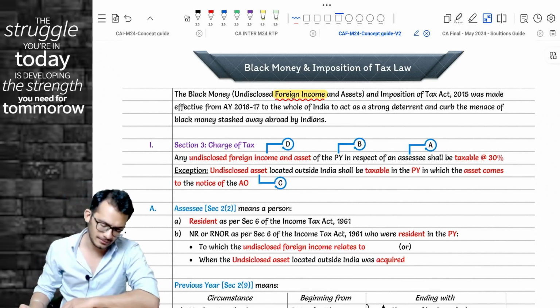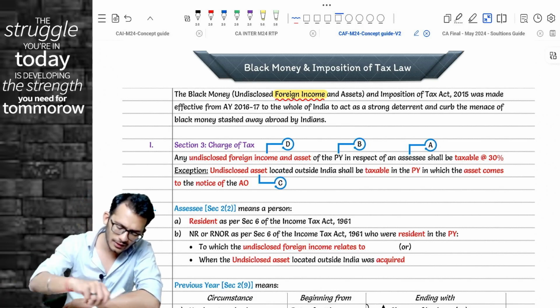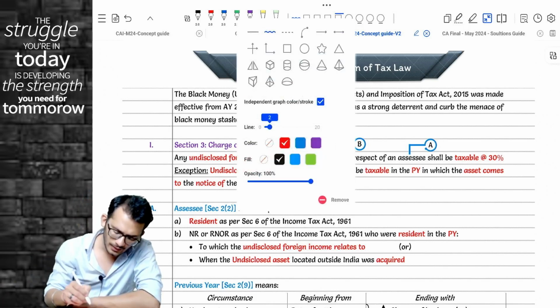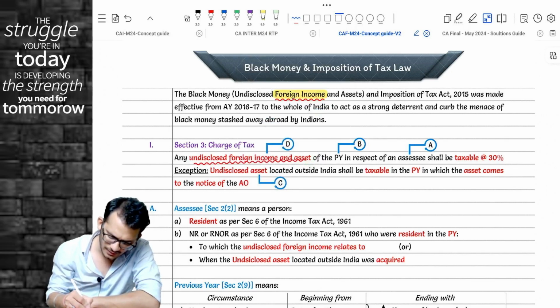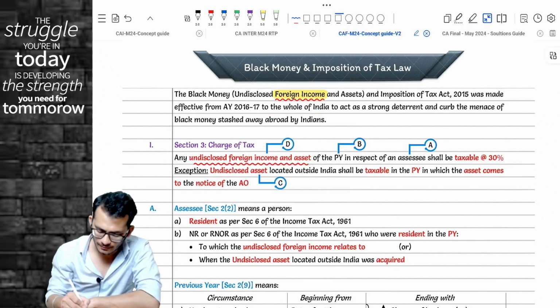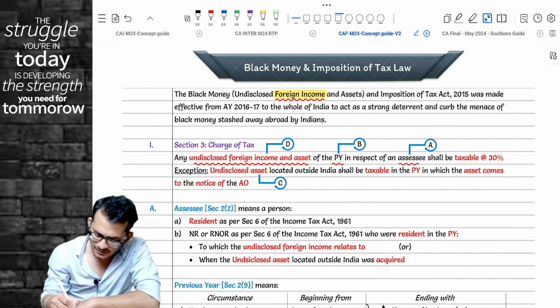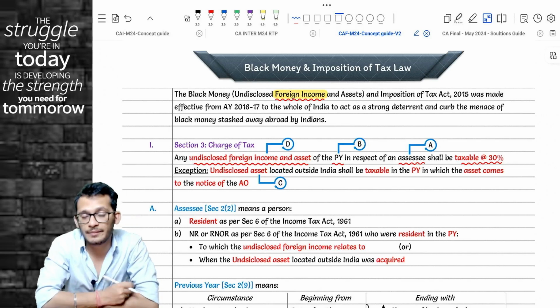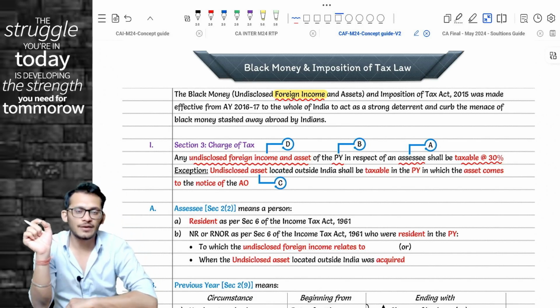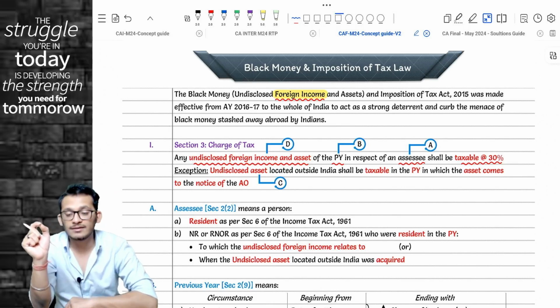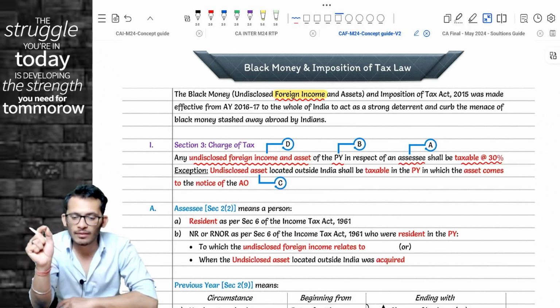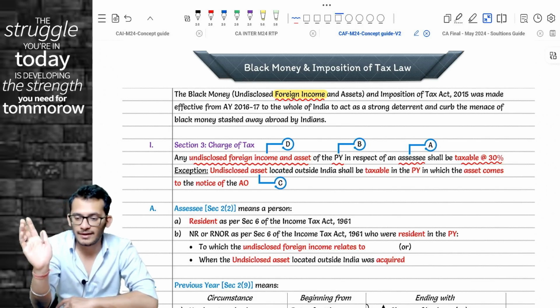It says any undisclosed foreign income and asset of the previous year in respect of an assessee shall be taxable at the rate of 30%. So they're saying if there is any kind of undisclosed foreign income and asset of an assessee in the previous year, it will be taxable at the rate of 30%.